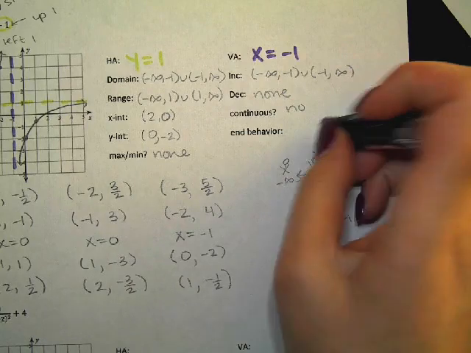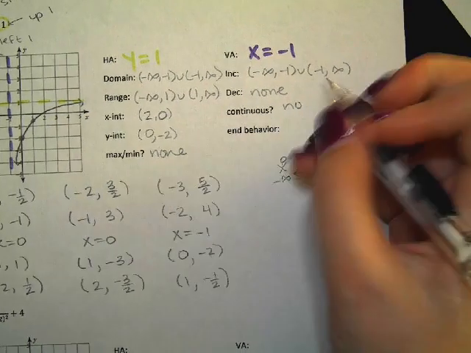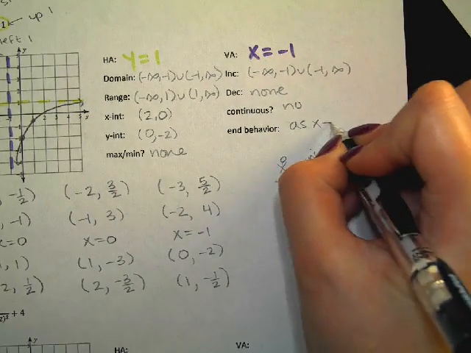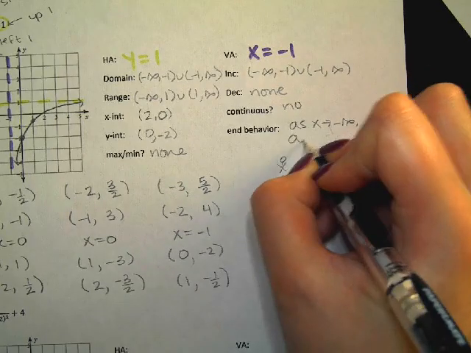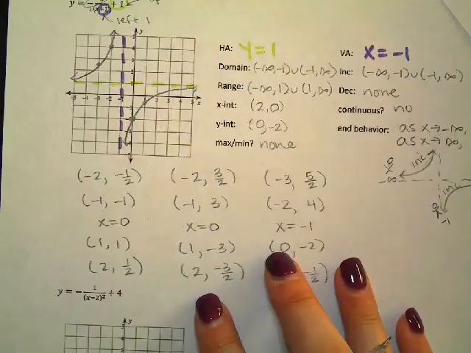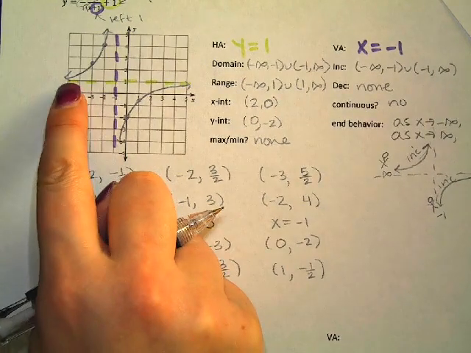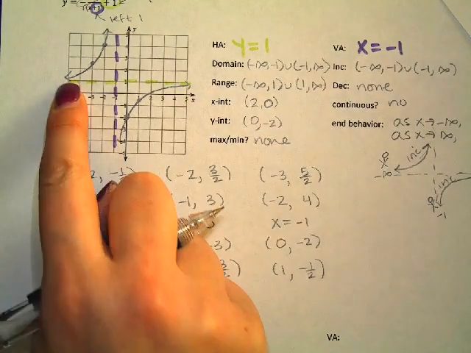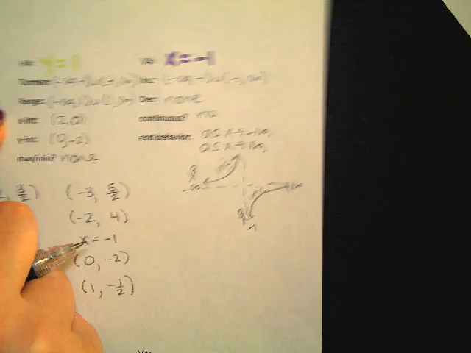And then for the end behavior, we're going to say we're looking as x goes left forever, as x goes right forever. So as you look at the left side, you're seeing a y value of 1. If you look at the right side, you're seeing a y value of 1.